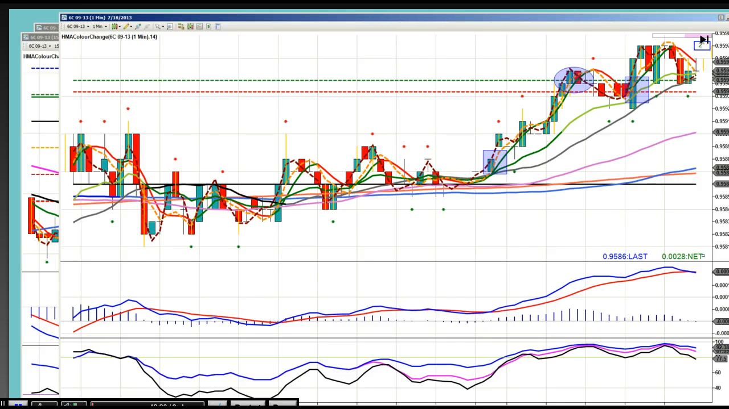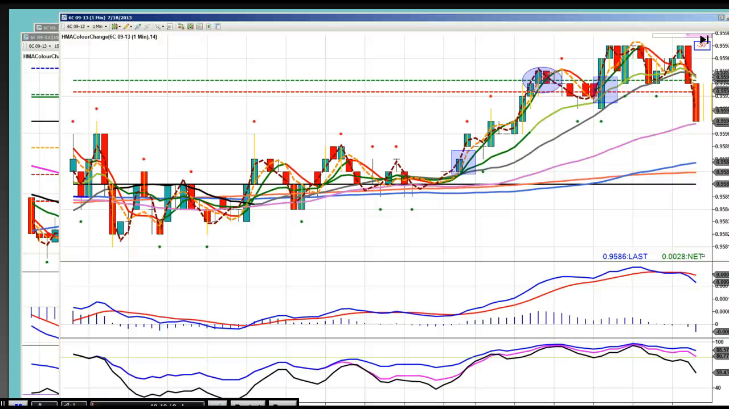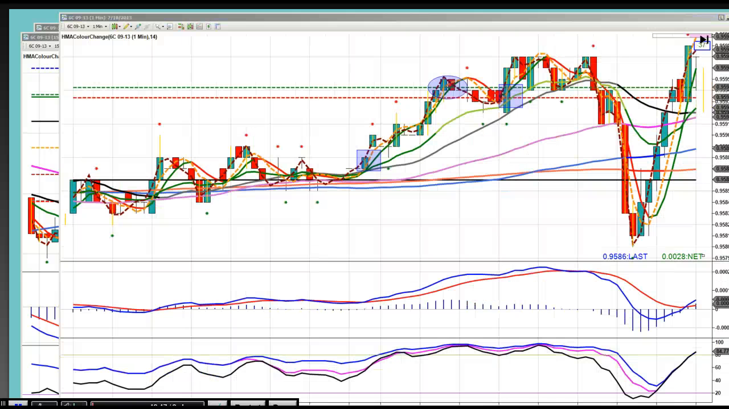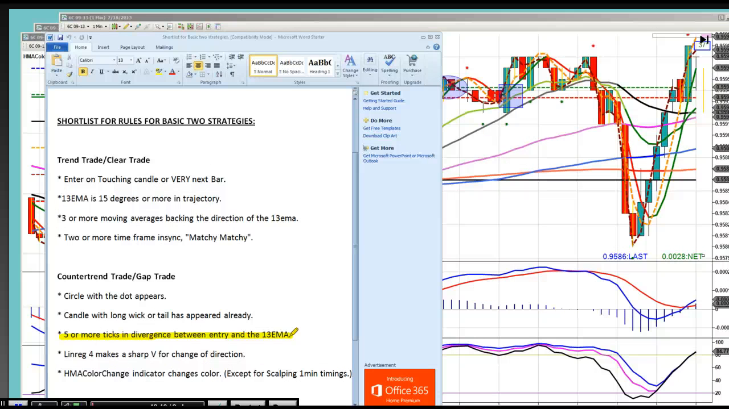Now, when it comes to the counter trend trade, you want to avoid the 13 at all costs. Remember, we always say you must have 5 or more ticks in divergence between the entry and the 13 EMA. The 13 EMA is always your exit point. In the trend trade, the 13 EMA is your entry point.